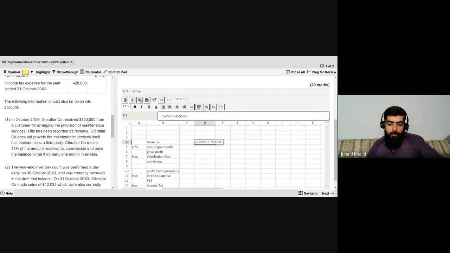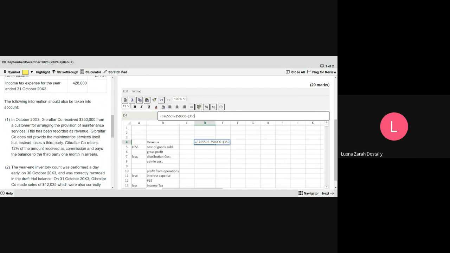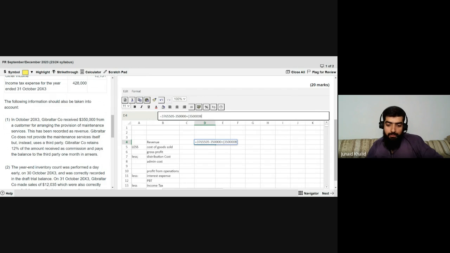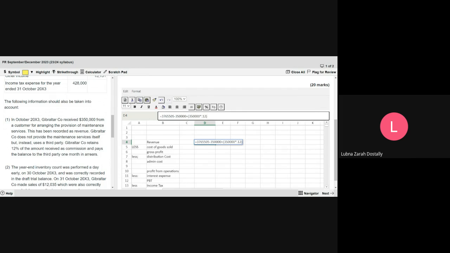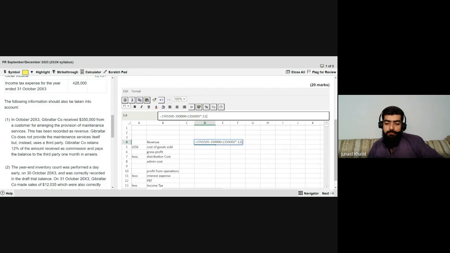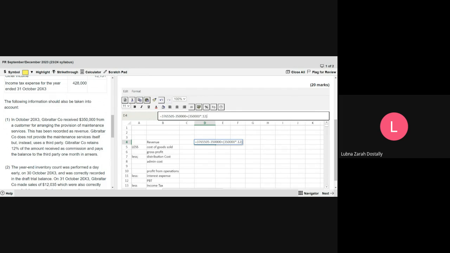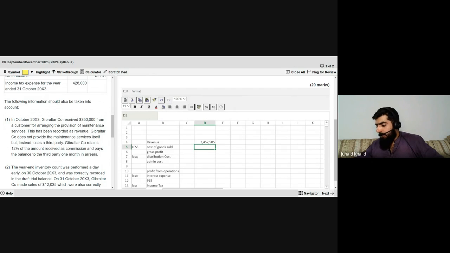So what we can do, we can directly take 3,50,000 times 12%. Is this formula clear to you? So that is going to be the updated revenue. Am I right? So that is the sales revenue as per the first adjustment.